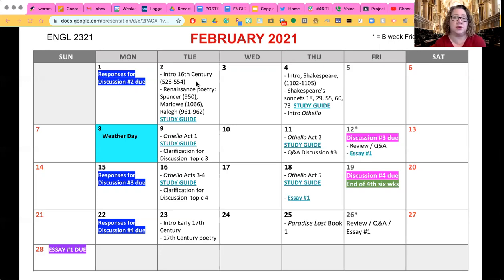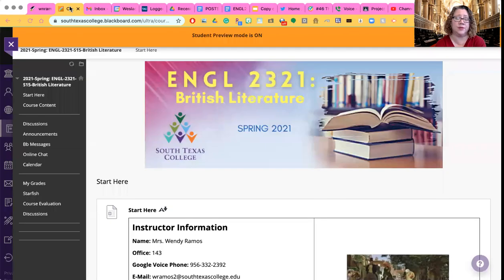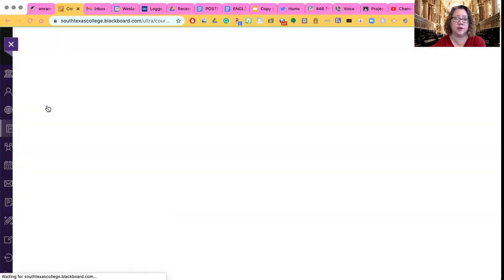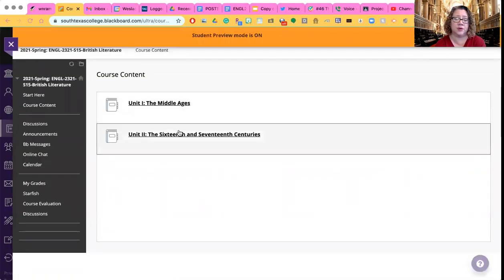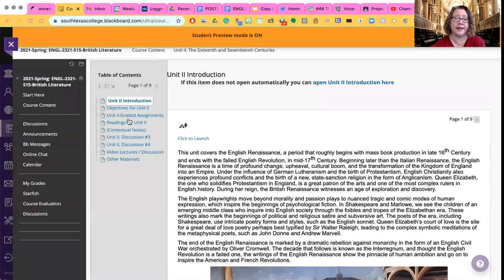For Tuesday, you need to read the background on the 16th century and take some notes. On Tuesday, I will go over the main points of that reading assignment, entertain any questions that you might have. And also there are 3 poems that you need to read for next Tuesday. And you can find those in the reading list for Unit 2. It's set up exactly the same way.